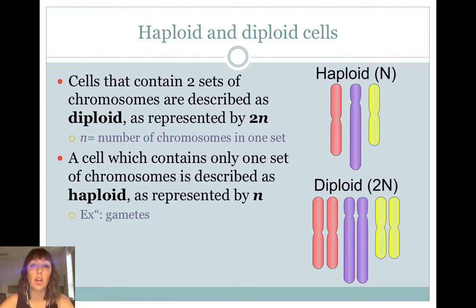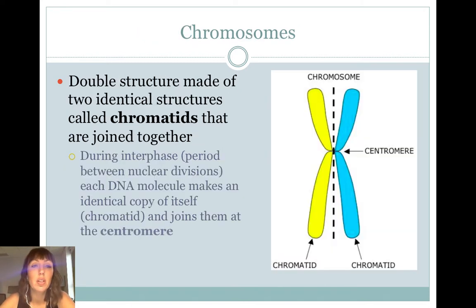Cells that contain 2 sets of chromosomes are described as diploid, right? Diploid, and are represented by 2N. So N is the number of chromosomes that are in one set. And a cell which contains only 1 set of chromosomes is described as haploid and is represented by N. So a cell that has a set from mom and a set from dad is diploid. Okay, it has 2 sets of chromosomes. A cell that only has 1 set of chromosomes is haploid. Okay. And an example of that would be gametes, so sperm and eggs, right? They only have 1 set of chromosomes.